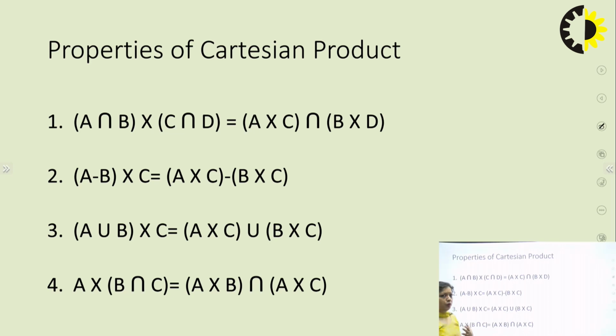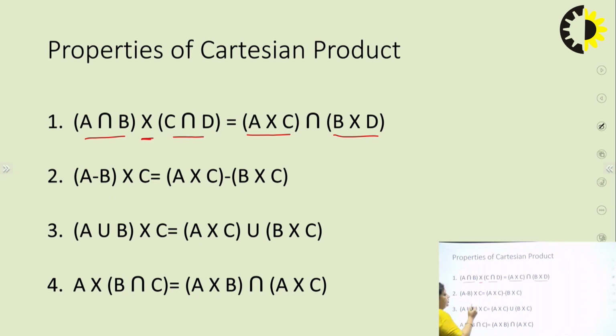Now we have various properties of Cartesian product which are followed by all the sets. Now suppose I have 4 sets A, B, C and D. So if I take the intersection of A and B and the intersection of C and D and then I take the Cartesian product of these two resultant sets, this will be the same or equivalent as the Cartesian product of A and C, the Cartesian product of B and D, and then I take the intersection. So I can apply this property of Cartesian product to sets directly.